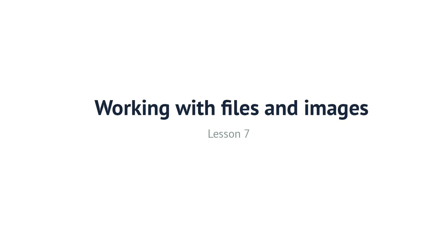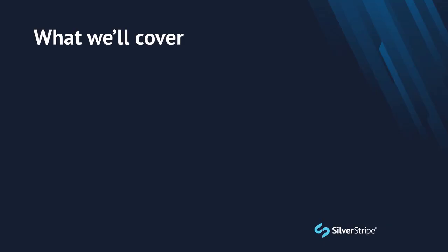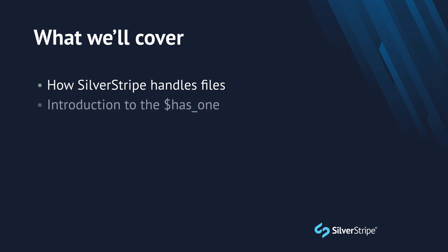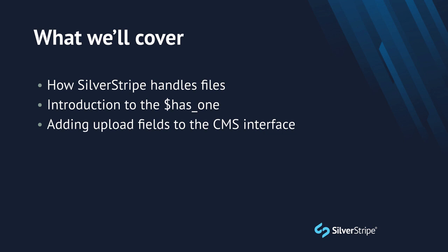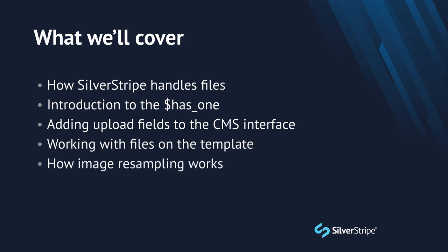In this episode, we're going to be talking about how to deal with files and images in Silverstripe. So first, we'll do a general overview of how Silverstripe handles files. And then we'll talk about the has_one variable, which is another database variable that we'll be using. Then we'll add upload fields to the CMS interface. And we'll bring in the files to the template. And then before we bring the images into the template, we'll go over how image resampling in Silverstripe works. And lastly, we'll bring in the images to the template.